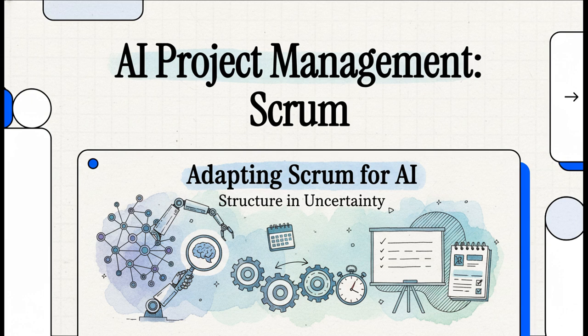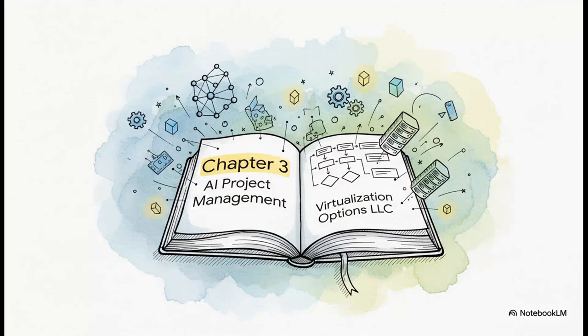Today, we're going to unpack a structured approach that's designed to bring some serious order to all that chaos, and it's all based on the Scrum framework. Now, everything we're covering in this explainer comes straight from Chapter 3 of a really comprehensive course by Virtualization Options LLC. Their course is all about comparing different project management styles for AI, and we've boiled down their expert take on Scrum so you can get the absolute core concepts quick and easy.